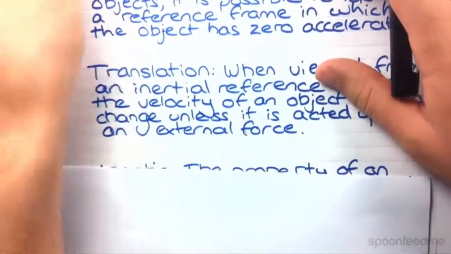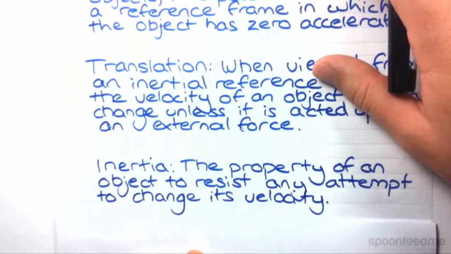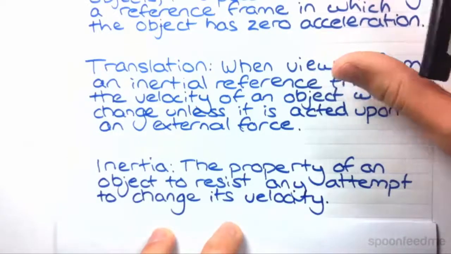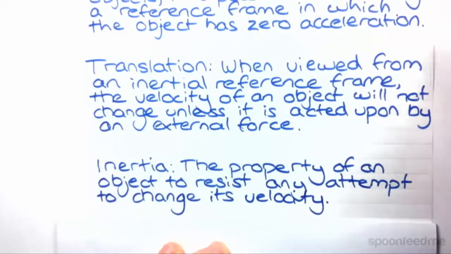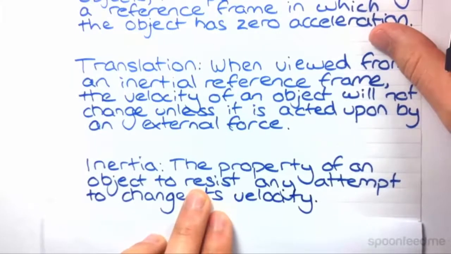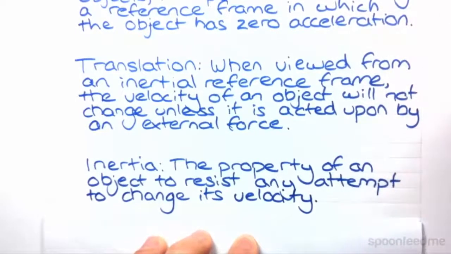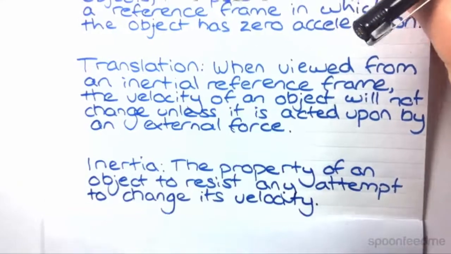Just quickly, what does inertia mean? Quite a difficult concept to get your head around, but what it means is the property of an object to resist any attempt to change its velocity, right? So inertia of an object is actually what keeps the body moving at constant velocity, or keeps it at rest, until a force acts upon it. So that is what the inertia of an object is. And that is essentially Newton's first law.